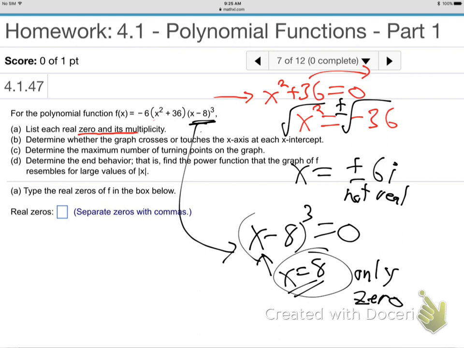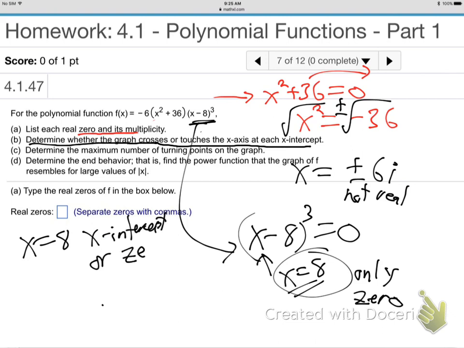Next question, B: determine whether the graph crosses or touches the x-axis at each x-intercept. Okay, so first off, we have only one x-intercept. X-intercept is the same word as 0. It's synonymous. I want to be clear with you on that. They mean the same thing. An x-intercept is a 0.